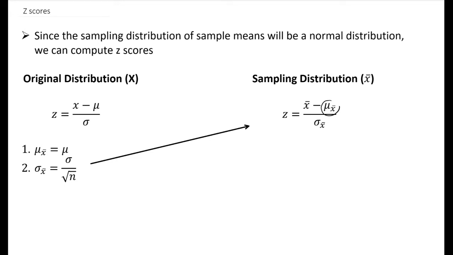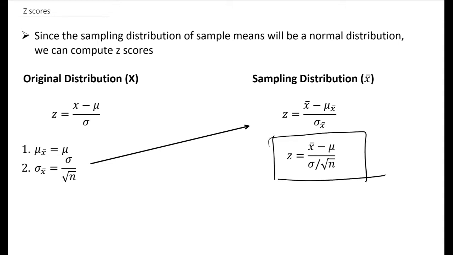So therefore, I can replace this with mu. And then the second property is that sigma x bar, the standard error, is equal to sigma over square root of n. So I can replace that with sigma over square root of n, which is what we're going to do now. And there's our new formula for the sampling distribution z-score. So we're going to be using that z-score for the central limit theorem.